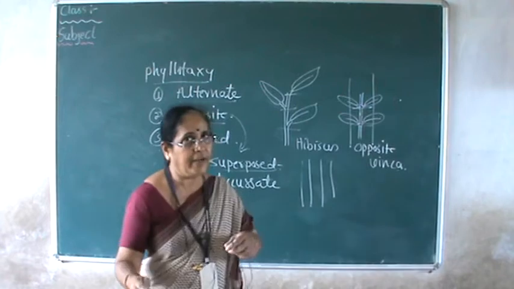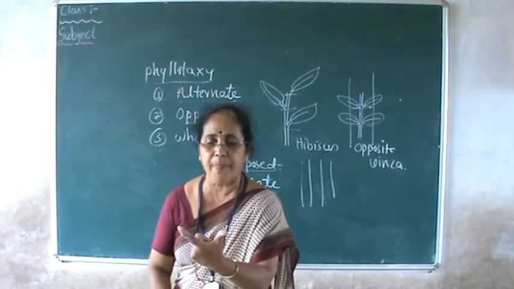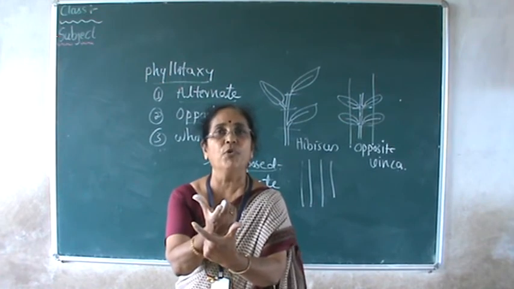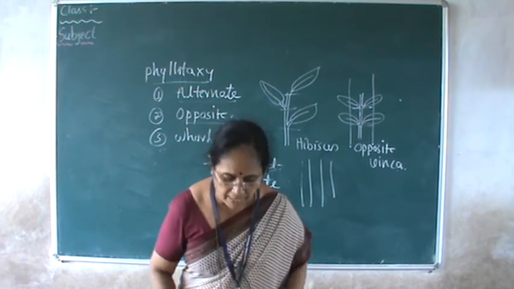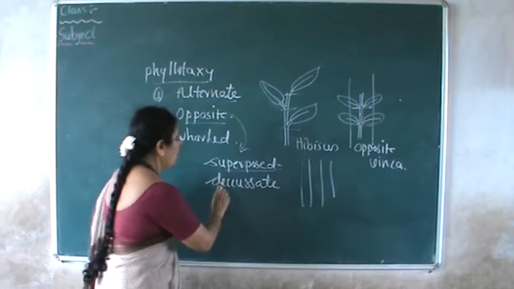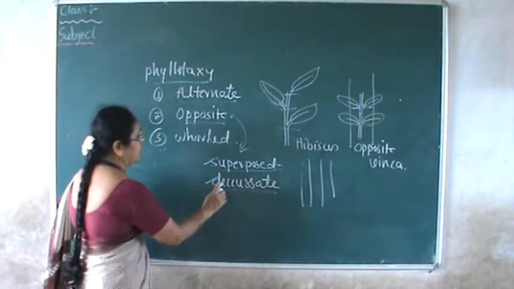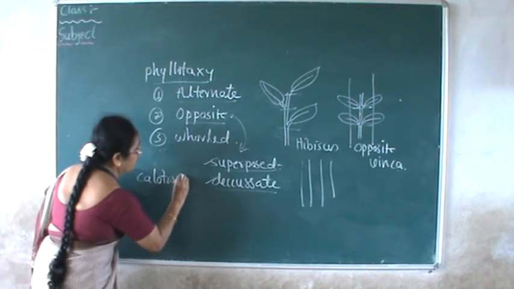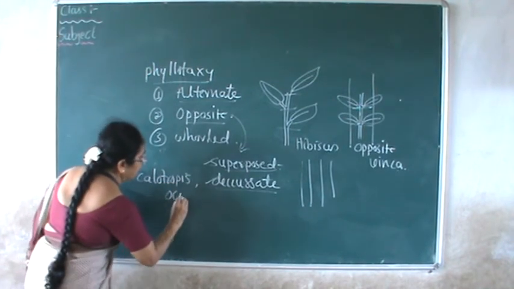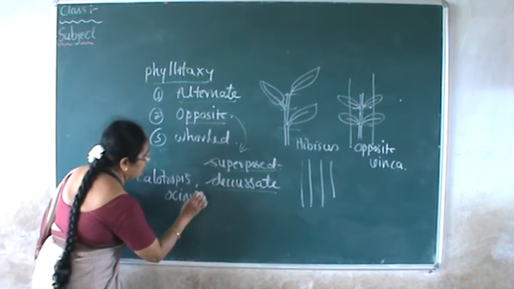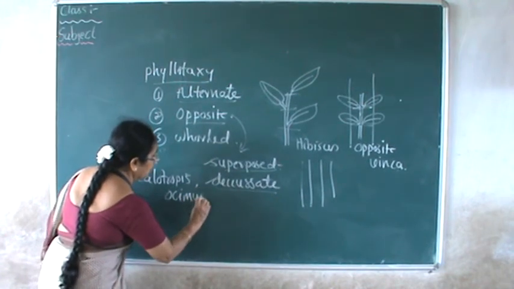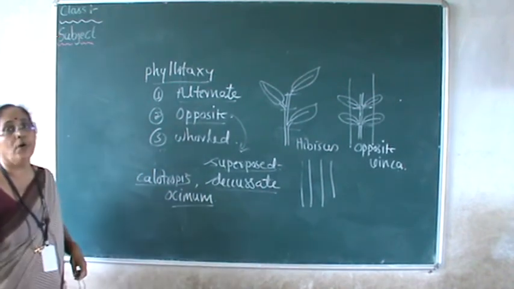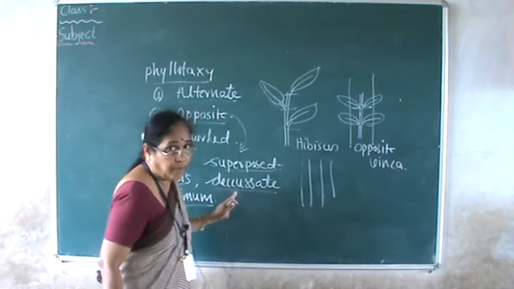What is the idea of decussate? The first pair, then the second pair at right angles. If you observe from the top, you will get four distinct rows of leaves, and that kind of phyllotaxy is called opposite decussate. An example is Calotropis, and Ocimum, the Tulsi plant. The botanical name of Tulsi is Ocimum. Ocimum and Calotropis are examples for opposite decussate phyllotaxy.